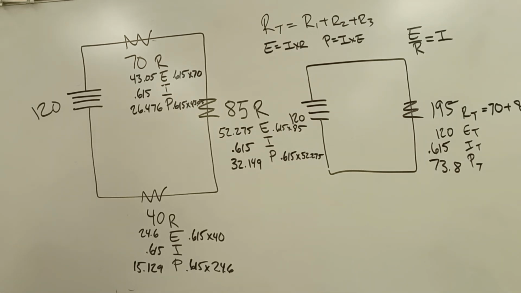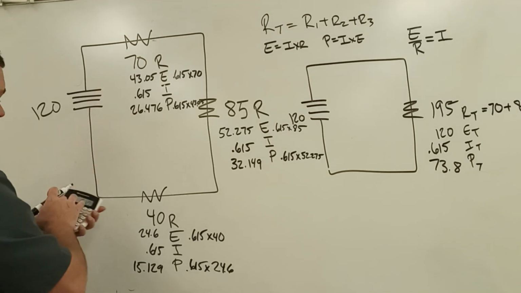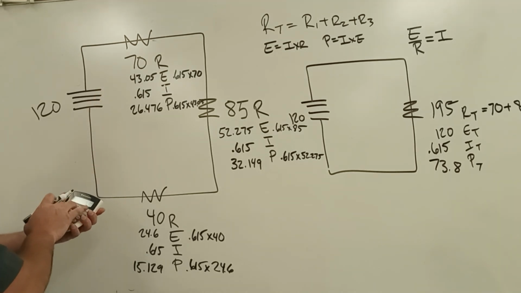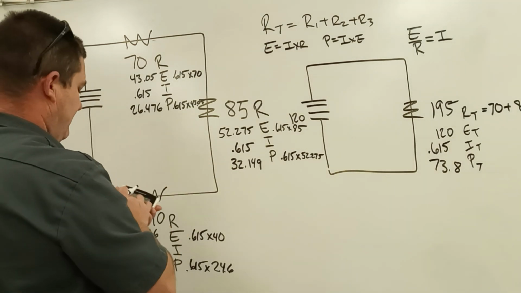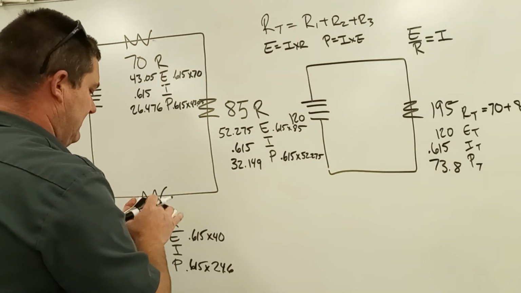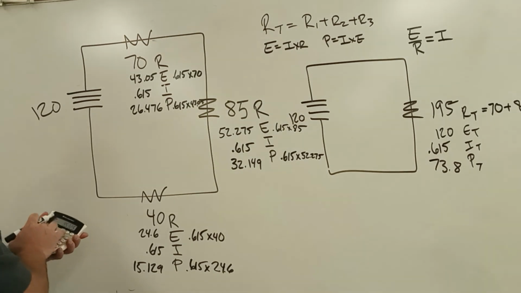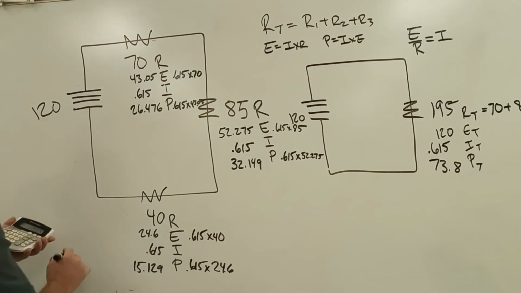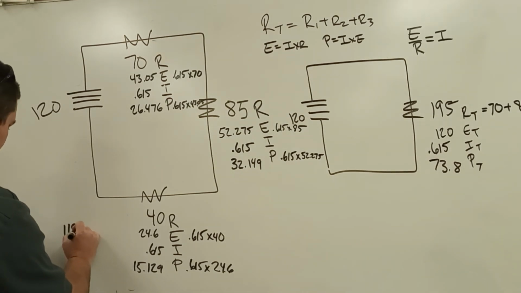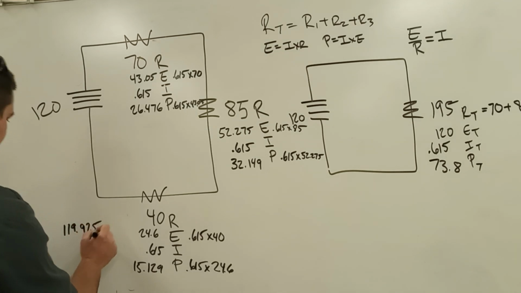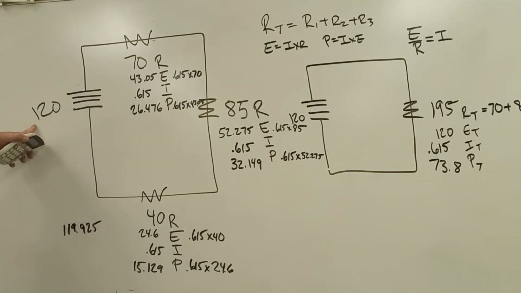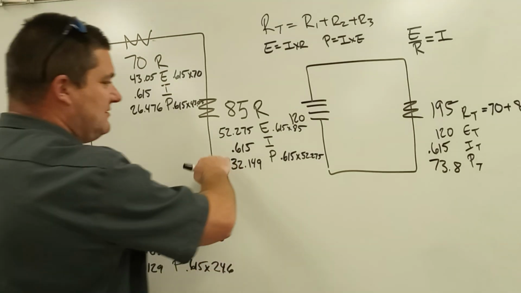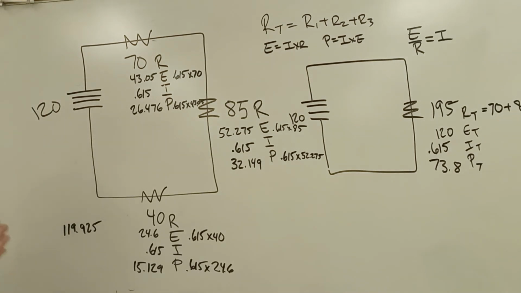So we could apply Kirchhoff's voltage law, 43.05 plus 52.275 plus 24.6. We end up with 119.925, and we're trying to hit 120. Knowing that we have small rounding errors, you're off by 75 thousandths of 1 volt. I feel confident that you can attribute that to our rounding because we've cut those numbers off.